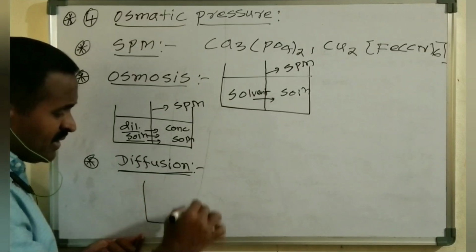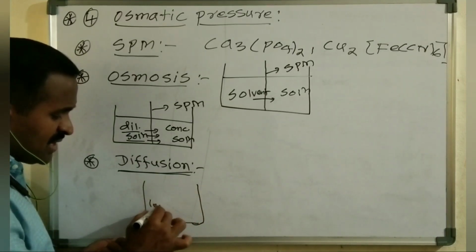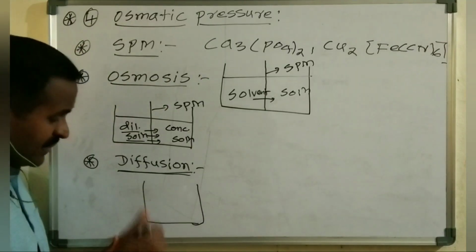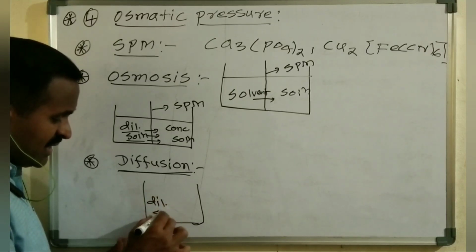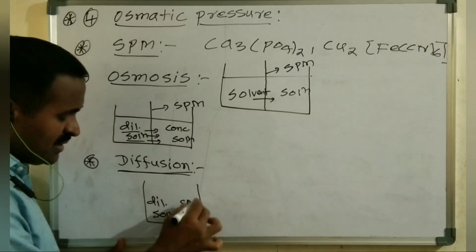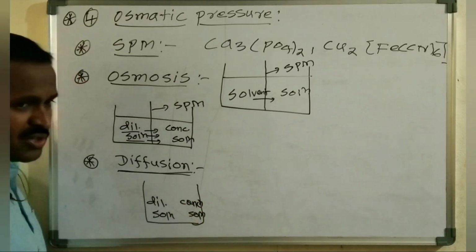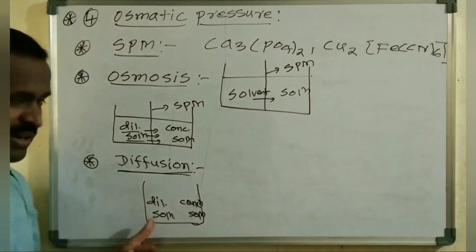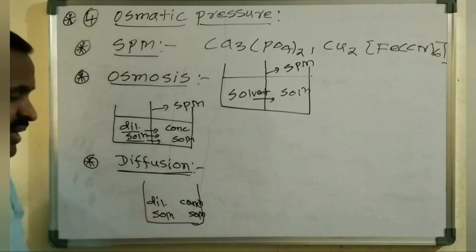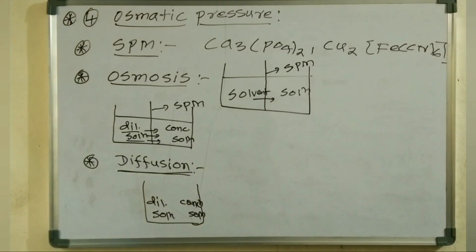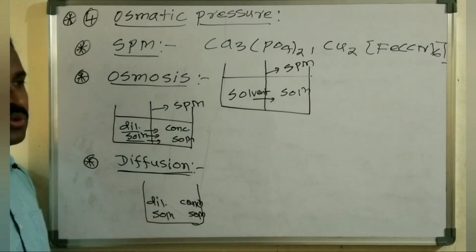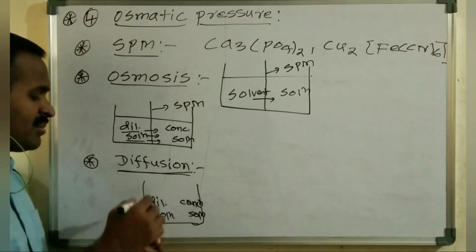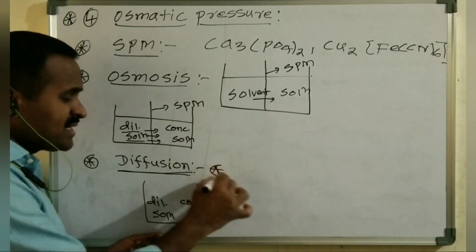Suppose I take a less concentrated, or dilute, solution here, and a concentrated solution here. Whenever the dilute solution and the concentrated solution are mixed, there is a spontaneous flow of solvent molecules and solute molecules until both solutions are equal in the number of solute molecules and the number of solvent molecules. This kind of spontaneous flow is called diffusion.